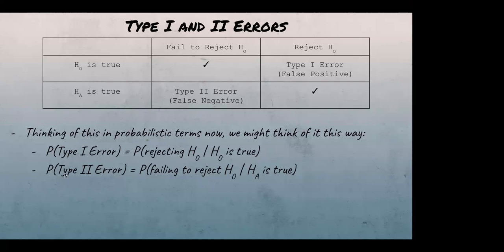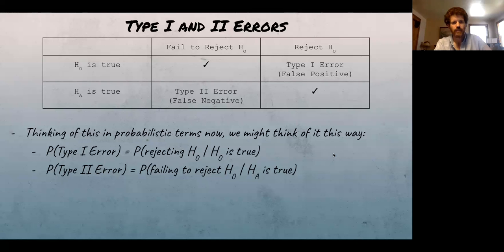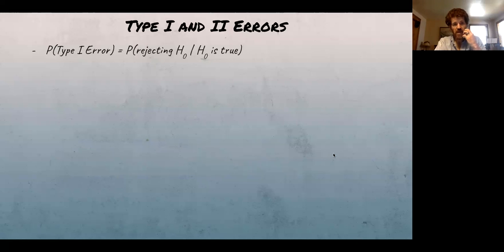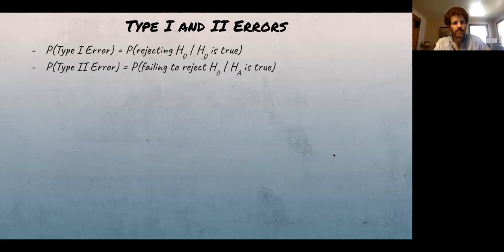The probability of it and the probability of a type 2 error. Okay, so let's see, what are we doing with this one? There we go. This is what we're talking about now. What is the probability of a type 1 error?